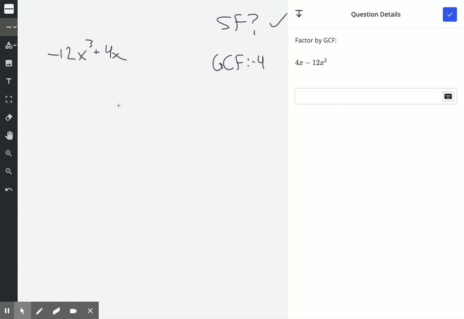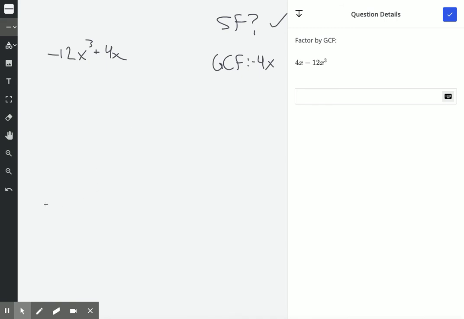Now I'm going to look at my variables. Do all of my terms have the same letter? Yes. So that letter belongs to my GCF. And I'm going to pick the smallest amount of x's that are common amongst them all. So here I have 3, like x cubed. Here I have just 1. There's the invisible 1 there. So it's just negative 4x.